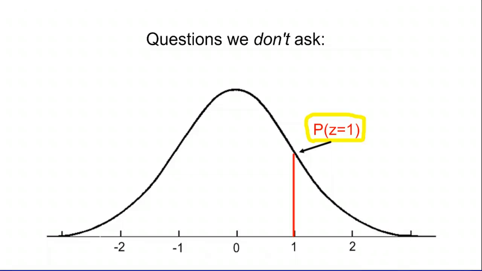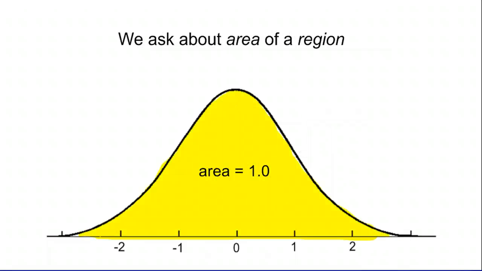So what we do ask instead is the probability of being under a certain region. And if you look at the entire normal curve at once, the probability of being somewhere under there is 1.0. And 1.0 corresponds to 100%. There's a 100% chance that you are somewhere under the entire normal curve. And that's something you see with probability: all of the outcomes add up to 100%.